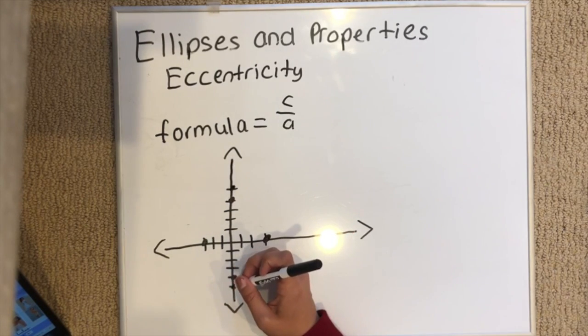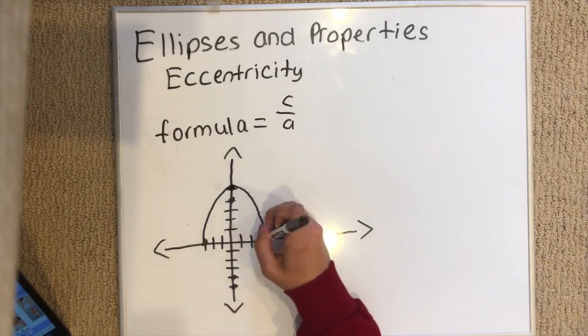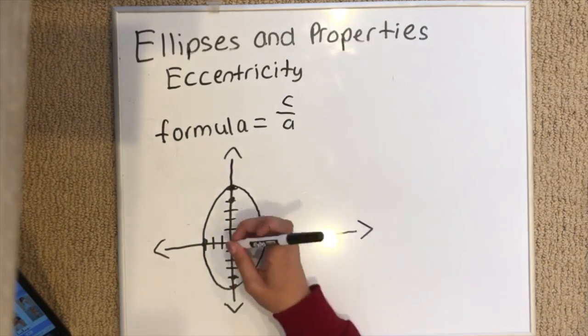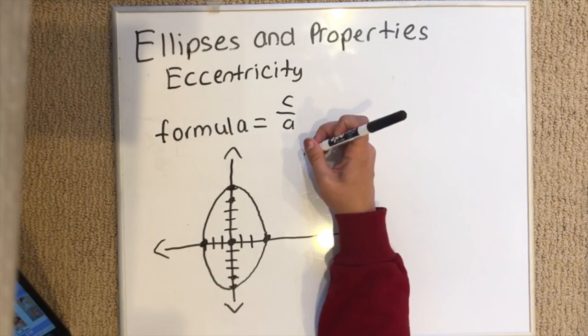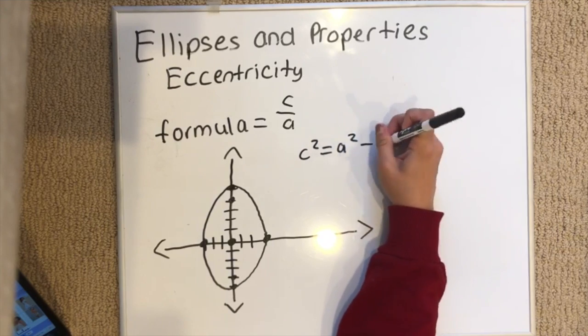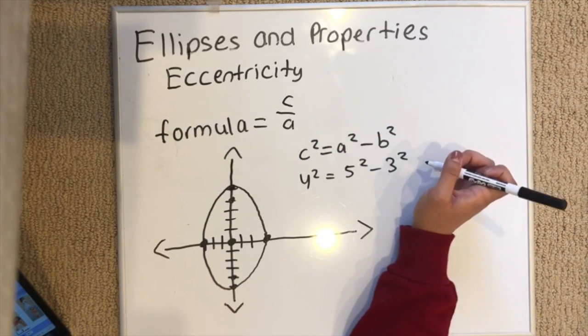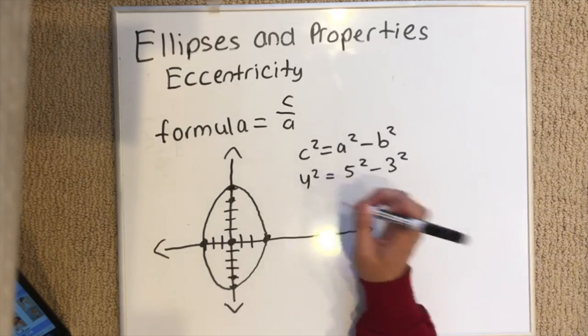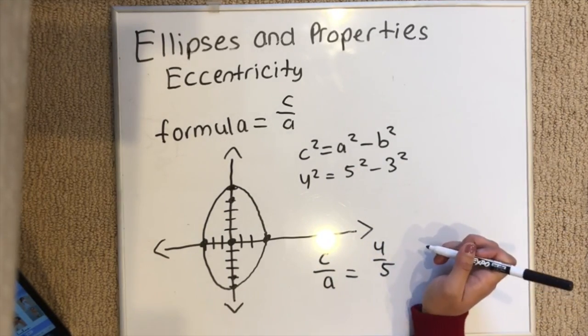In this example, c would be 4 and a would be 5. So c squared equals a squared minus b squared would turn into 4 squared equals 5 squared minus 3 squared. So c over a equals 4 over 5.